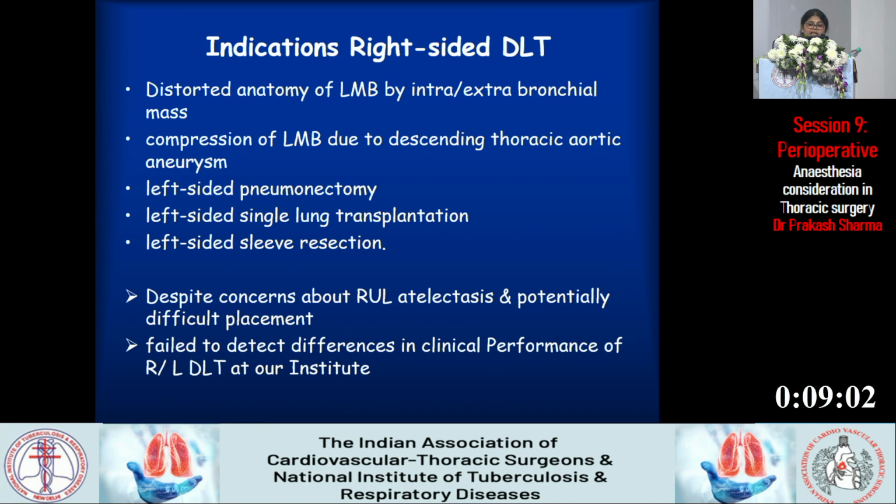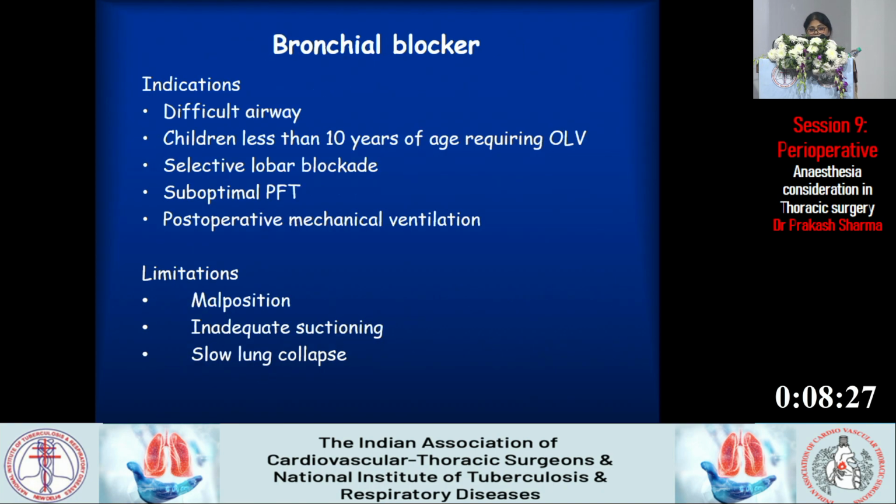There are very specific indications for a right-sided double lumen tube, that is, if a patient has a distorted anatomy of the left main bronchus by an intra or extra bronchial mass, compression of the left main bronchus due to a descending thoracic aortic aneurysm, a left-sided pneumonectomy, a left-sided single lung transplantation, and a left-sided sleeve resection. Despite the concerns about right upper lobe atelectasis and potential difficult placement of a right-sided tube in terms of alignment of the right upper lobe bronchus with the opening, we have failed to detect any differences in clinical performance of a right over a left double lumen tube at our institute.